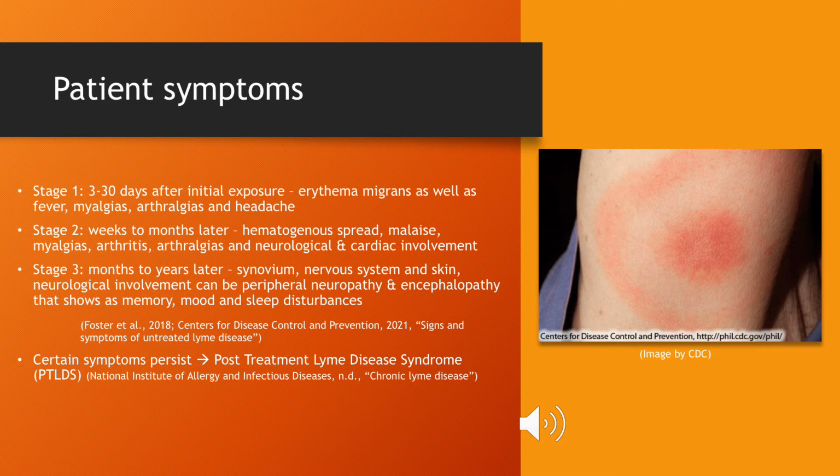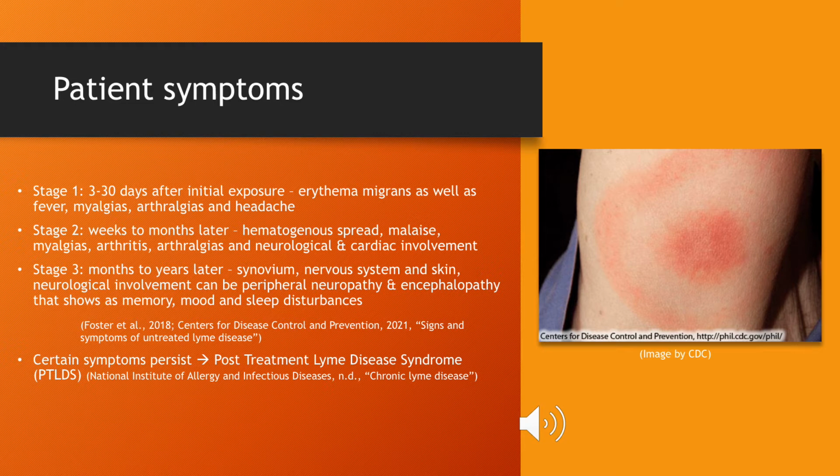A lot of times, 25% of patients don't actually get this typical bull's eye rash that you can see on the right side when they first present with arthritis. And arthritis is actually thought to be an autoimmune response, and often affects the knees and other big joints, but it doesn't necessarily even affect both knees at the same time. It does affect one knee at a time, but it can switch between the two knees.